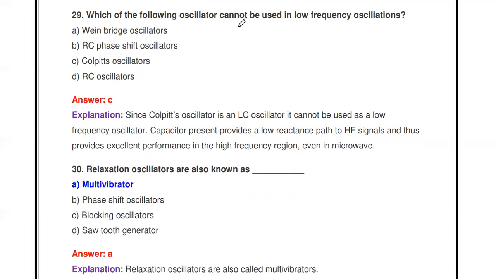Next one, which of the following oscillators cannot be used in low frequency? Wien-Bridge, RC phase shift, Colpitts, RC. The Wien-Bridge, RC phase shift, and RC oscillators are used for the low frequency region. But Colpitts is a high frequency oscillator. In order to generate low frequency, we would compulsorily need very high values of inductor and capacitor. If the inductor and capacitor values increase, the size of the inductor also increases. So that's why the Colpitts oscillator is not used to generate low frequency. It is used only to generate high frequency.